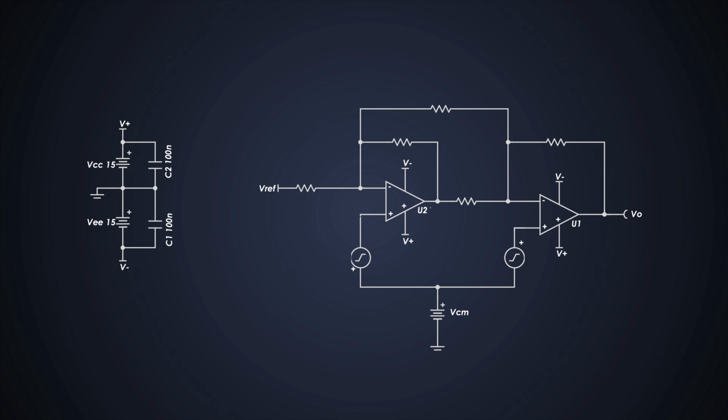Today we are looking at a 2 op-amp instrumentation amplifier, and this is how the circuit would look. We'll use 2 op-amps instead of 3. If you don't know what instrumentation amplifiers are, then I would suggest you watch this video first.